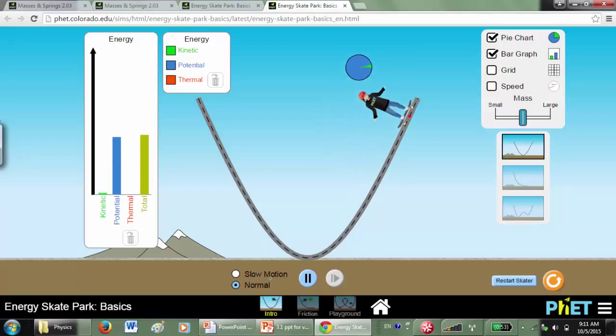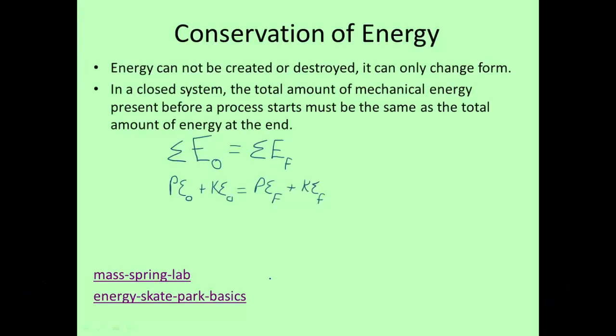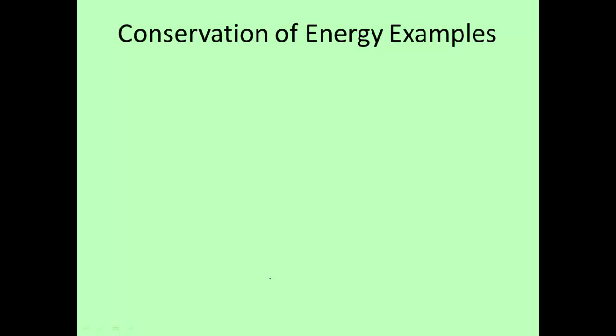So again, even though they're moving and things are going back and forth, the total amount of mechanical energy is not changing. So conservation of energy, we need to look at both the potential and the kinetic. We have to look at both the gravitational and elastic potential energy, as well as the energy of motion. So let's take a look at some conservation of energy examples here, and we'll put some numbers to them.